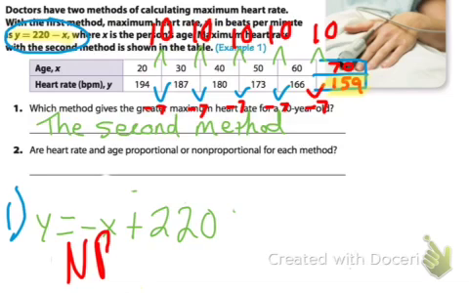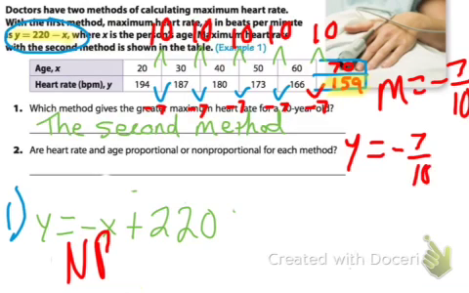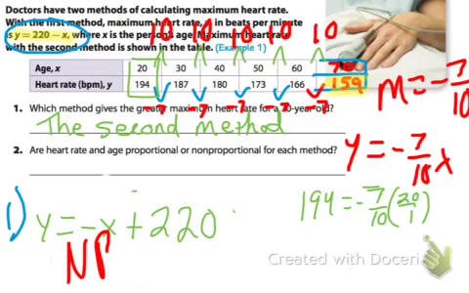Method 2, we could create the equation. So slope, our m, is -7/10. So plug that in. y equals -7/10 x. And now pick two variables, or pick coordinates. Let's pick the first one, 20 and 194. So 194 equals -7/10 times 20 over 1. Cancel these, 1/2.